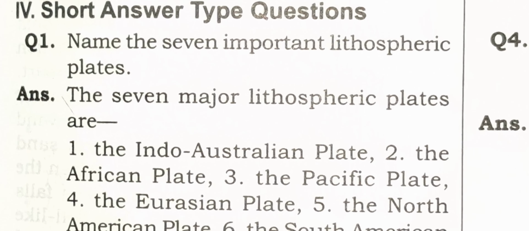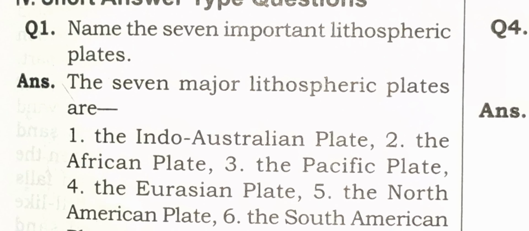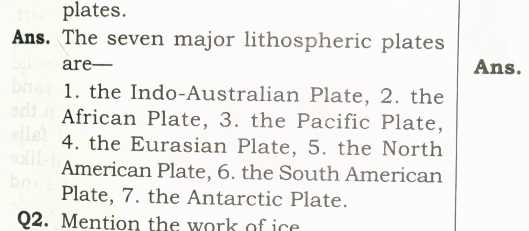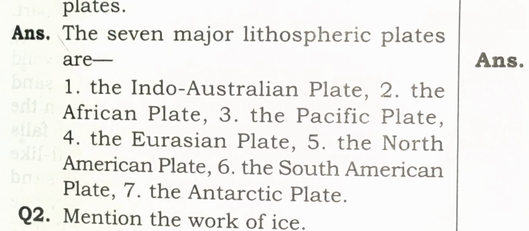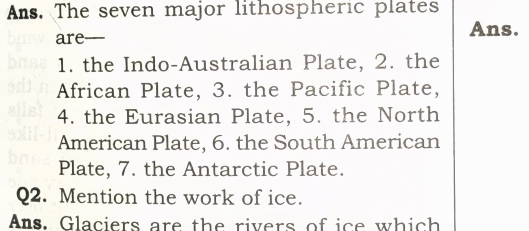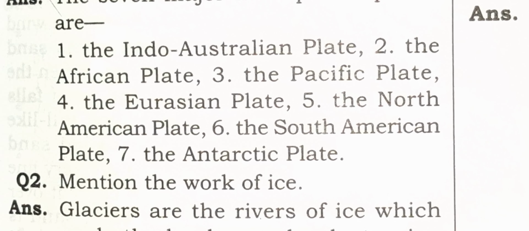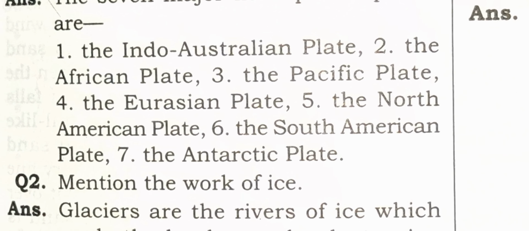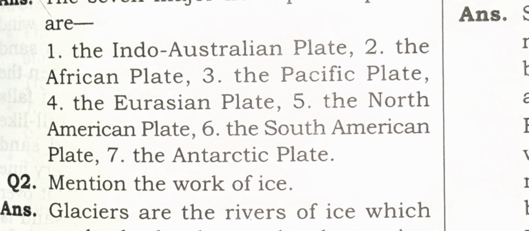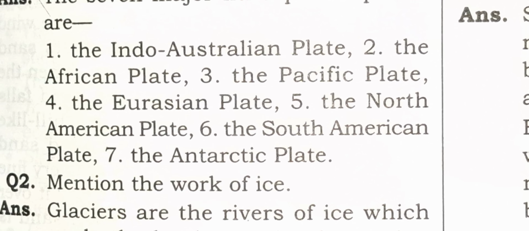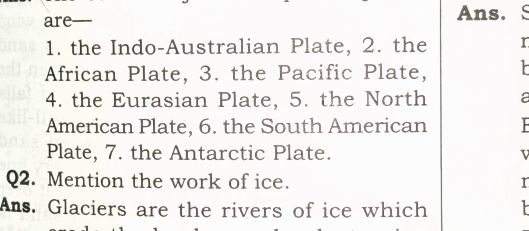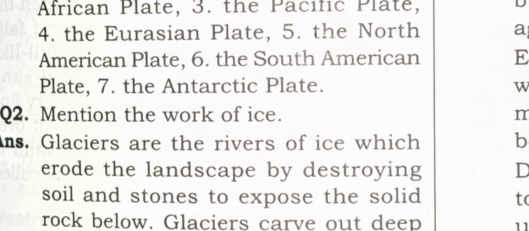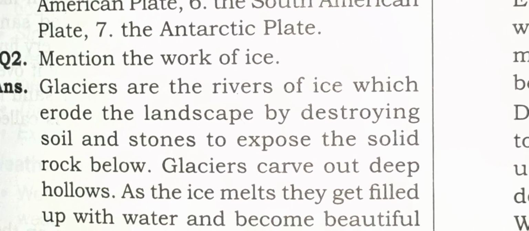Short answer type questions. First, name the 7 important lithospheric plates. The 7 major lithospheric plates are the Indo-Australian plate, the African plate, the Pacific plate, the Eurasian plate, the North America plate, the South America plate, and the Antarctic plate.